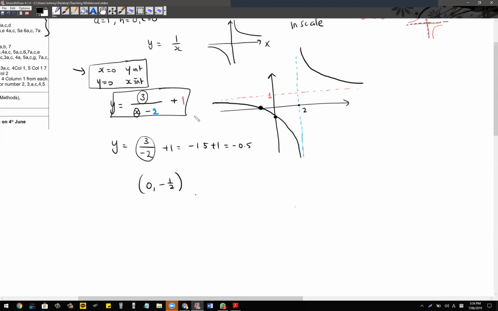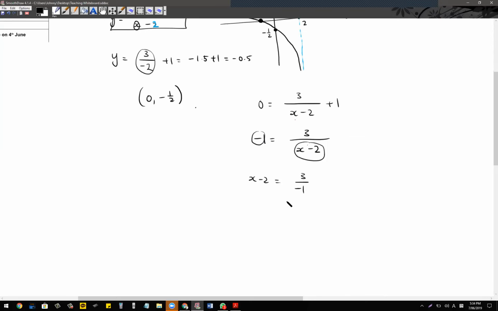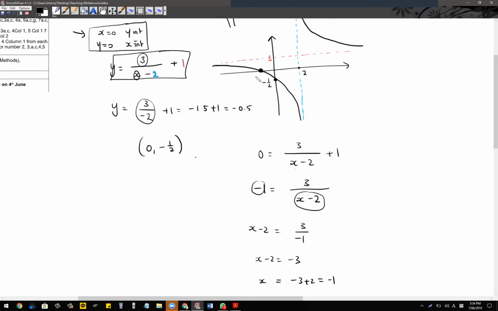Still with me, right? Yes. So we can find that point by plugging in y equals 0. So 0 equals 3 over x minus 2, plus 1. You can solve this by moving this one to the other side. You get negative 1 equals 3 over x minus 2. So you can simply switch these two: x minus 2 equals 3 over negative 1, so x minus 2 equals negative 3. x equals negative 3 plus 2. That's negative 1. So that point there is negative 1.